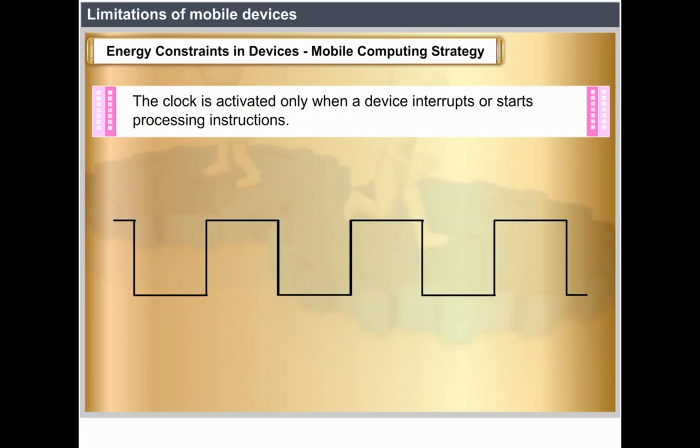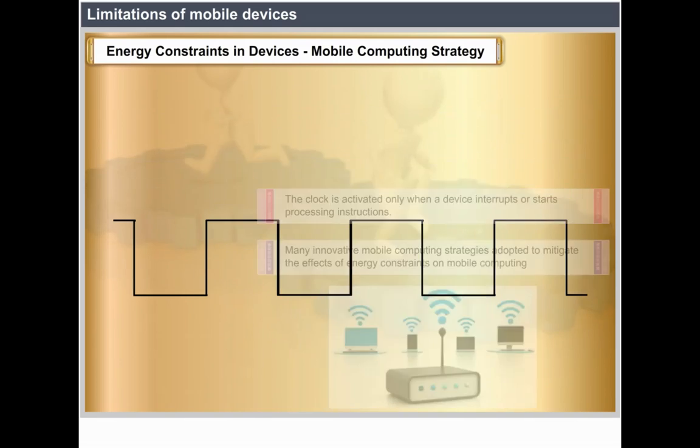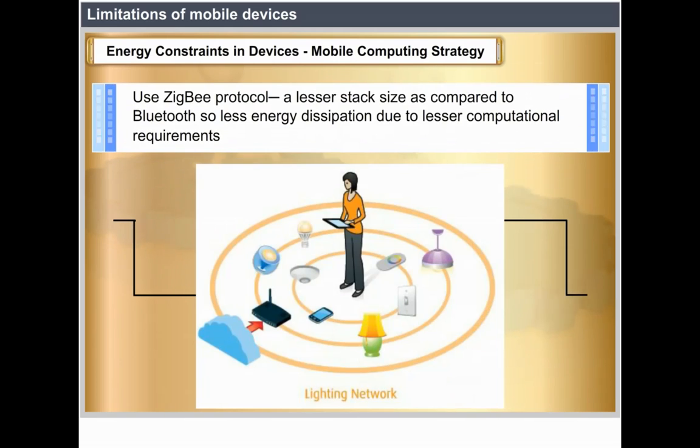The clock is activated only when a device interrupts or starts processing instructions. Many innovative mobile computing strategies are adopted to mitigate the effects of energy constraints on mobile computing. Use the Zigbee protocol, which has a lesser stack size as compared to Bluetooth, so there is less energy dissipation due to lesser computational requirements.